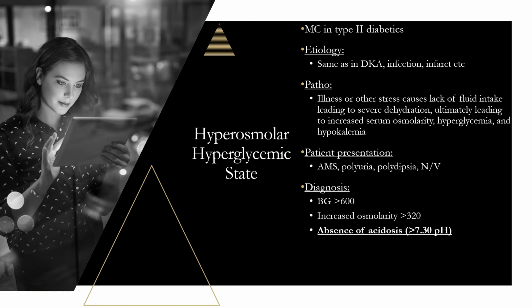Their pH is going to be normal. It's going to be over 7.30, where in DKA it's almost always less than 7.30. They're acidotic. So that's important to remember.